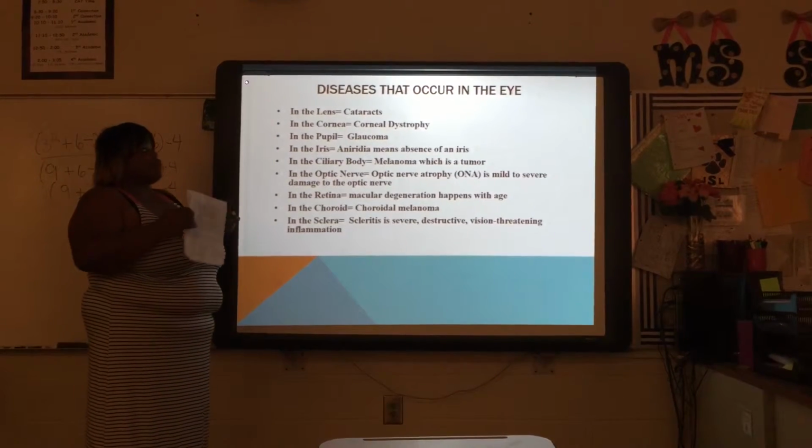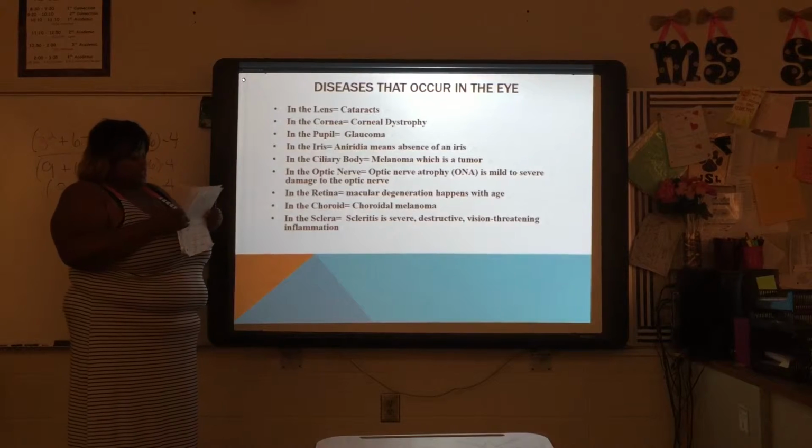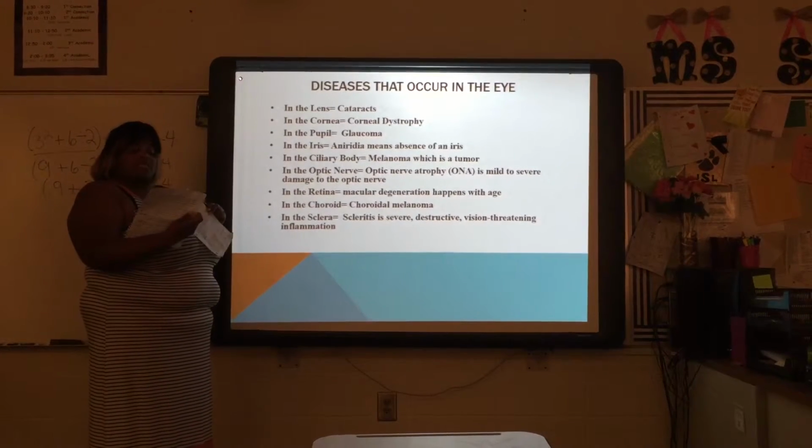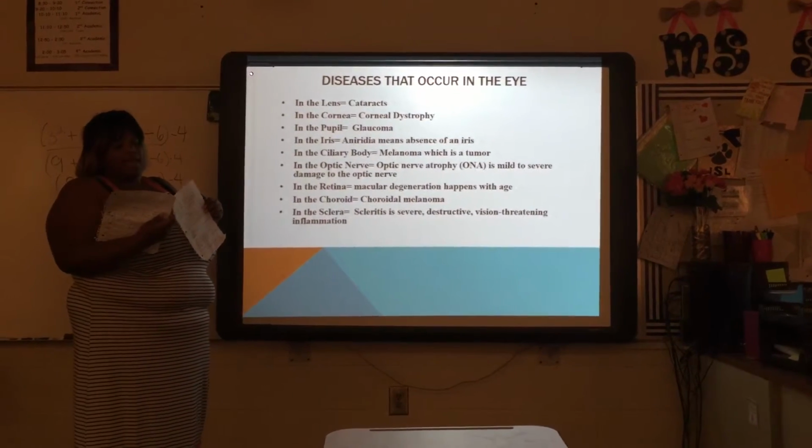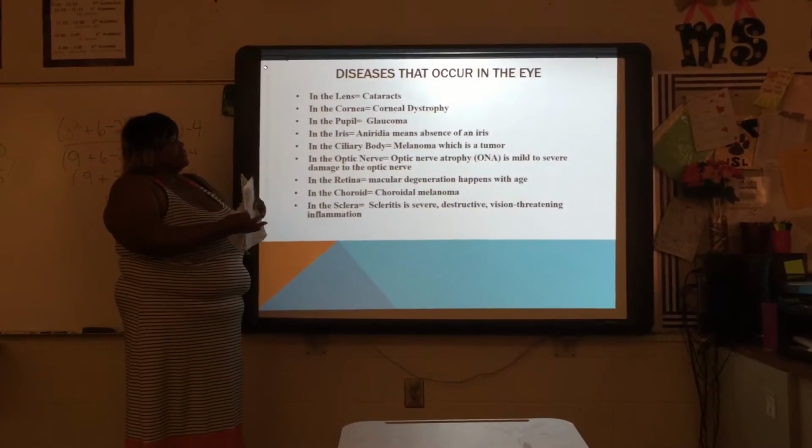In the cornea, you have corneal dystrophy, which is swelling and clouding of vision, which causes blisters on the front of your eye. And it's mostly caused by genetics.